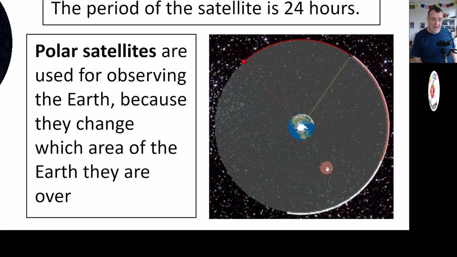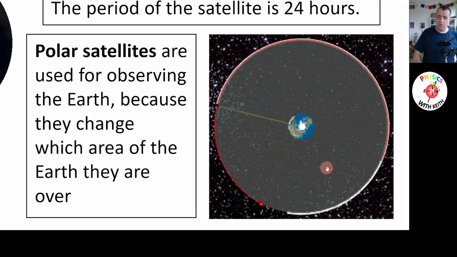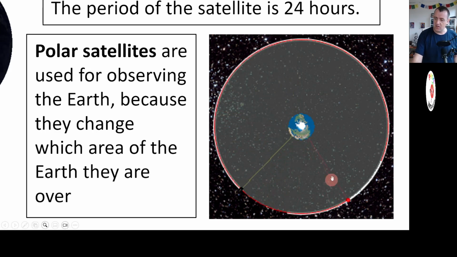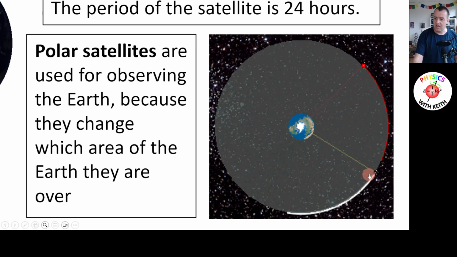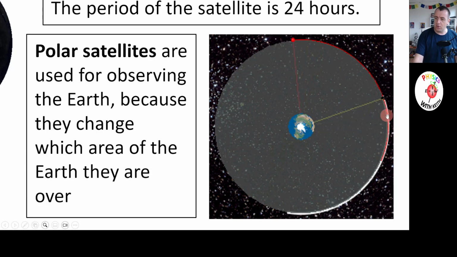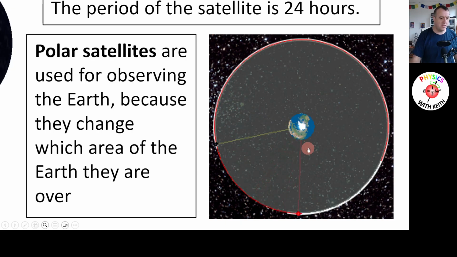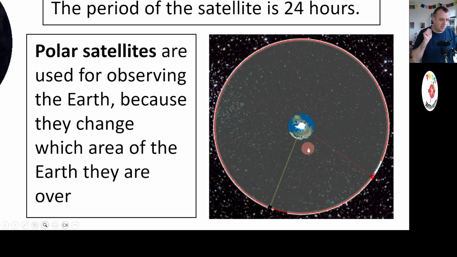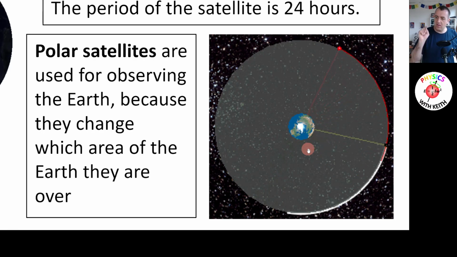Those dishes don't track satellites, they just sit there pointing at the same patch in the sky, where there is a satellite in a geostationary orbit, the right distance from the Earth, and travelling the right speed so that it is always appearing in the same place in the sky relative to the Earth's surface. So I don't have to move my satellite. Fantastic.